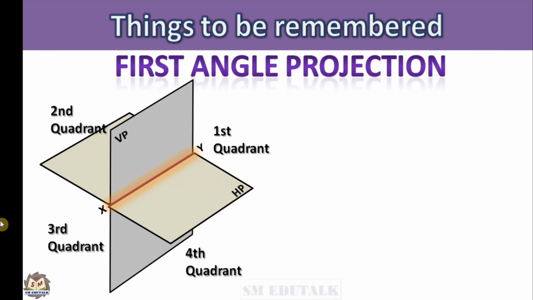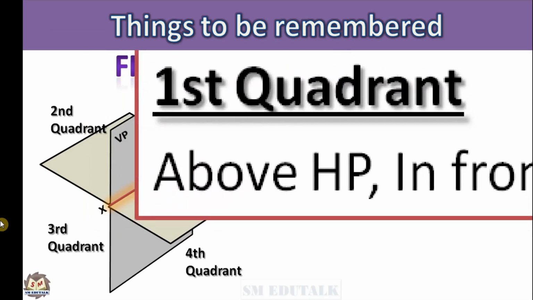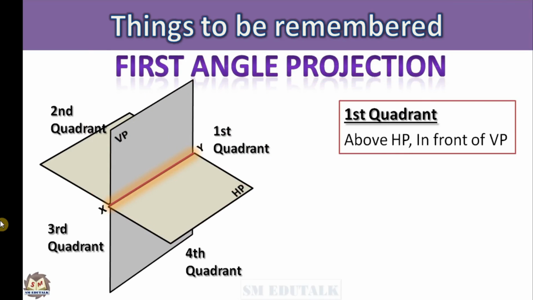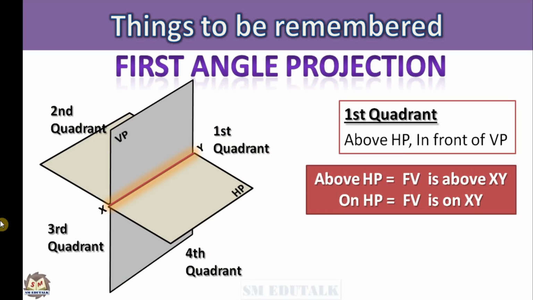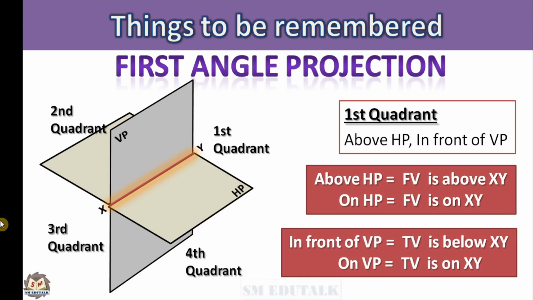In projection of lines, as per the syllabus, you have to draw only in first angle projection. I think you remember the first quadrant conditions: above HP and in front of VP. In this, for the above HP condition, the front view should be drawn above the XY line, and for the on HP condition, the front view should be drawn on the XY line. Similarly, for the in front of VP condition, the top view should be drawn below the XY line, and for the on VP condition, the top view should be drawn on the XY line.